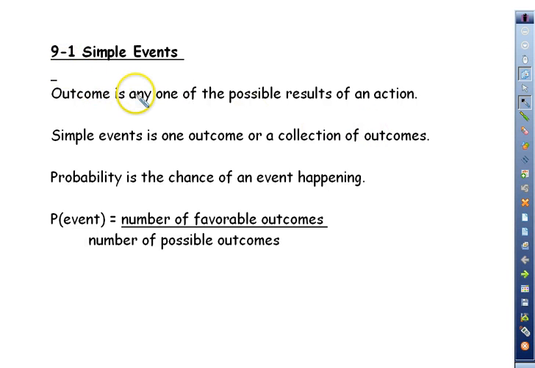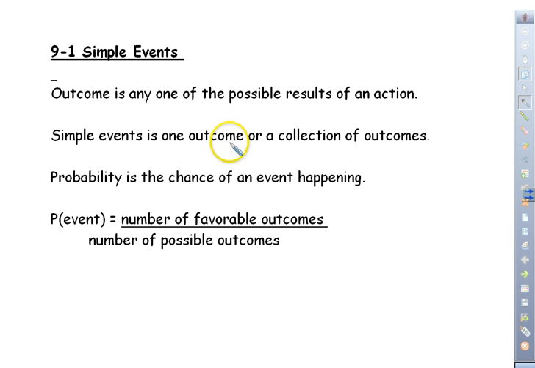Well, we're looking at 9.1 simple events, and this whole chapter is dealing with probability. So the first thing we're going to look at is it says outcome is any one of the possible results of an action. That is the outcome, what the results are of it. The simple event is one outcome or a collection of outcomes. Okay, it's just one of the outcomes.